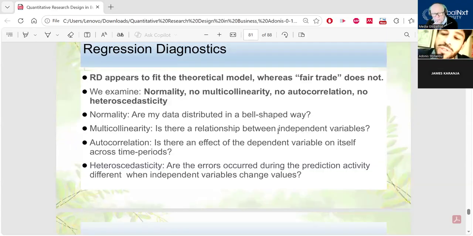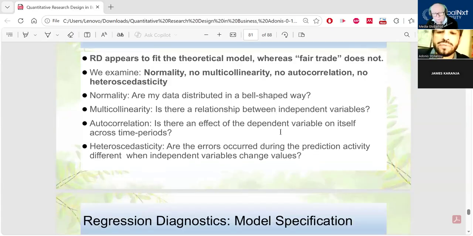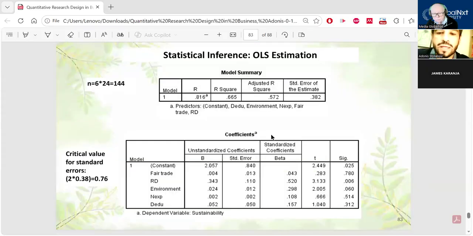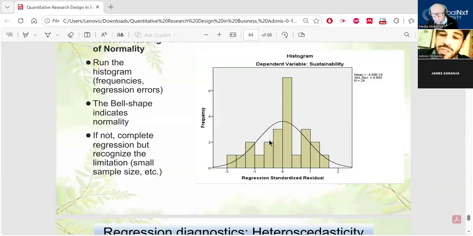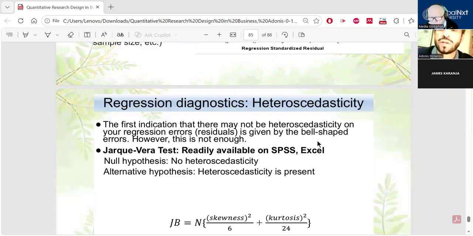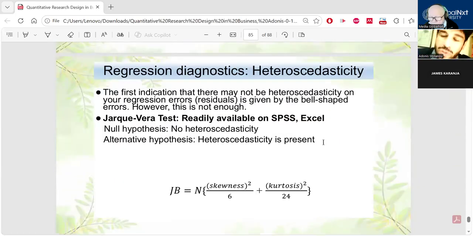Then we need to consider the assumptions before closing. Normality is the first thing we need to do. We get the histogram just to demonstrate. It seems for a small sample that is okay. It does follow a bell-shaped distribution. Obviously, there are more rigorous tests to validate this, but more importantly is to check heteroscedasticity and autocorrelation.